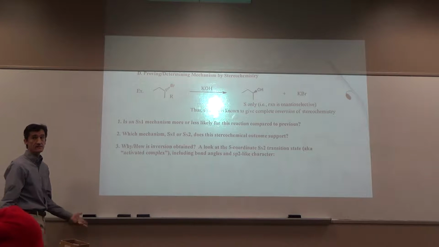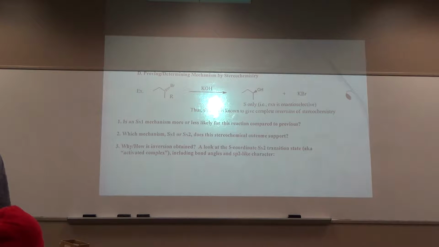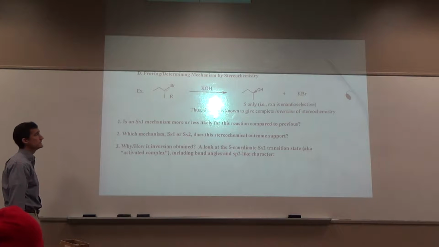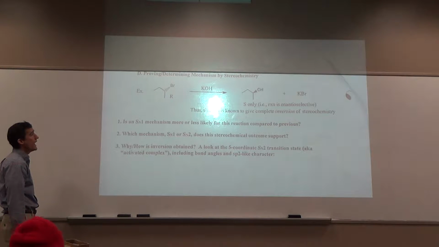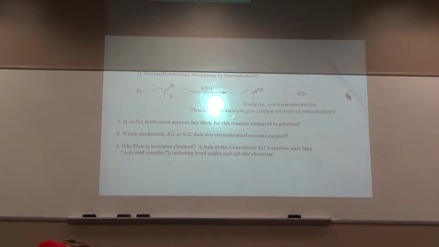It's more likely, because this is a secondary carbon. More likely to form a secondary cation. The previous one was a primary carbon. Less likely to form a primary. That's more likely. But which mechanism does the stereochemistry outcome support? It supports SN2. Why?